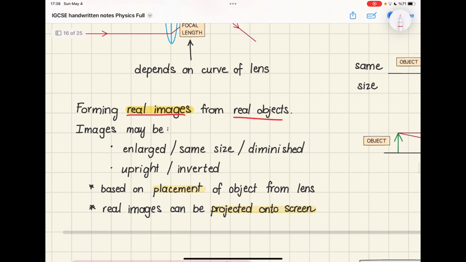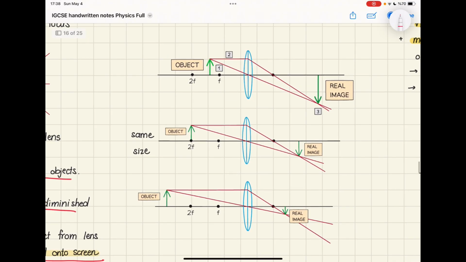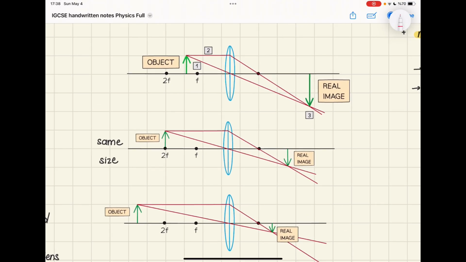Real images can be enlarged, they can be the same size, they can be diminished. You will see that in a second. They can be upright or inverted. So based on the placement of objects from the lens, real images can also be projected onto a screen. This is very important. So here you have all real images depending on where they are.